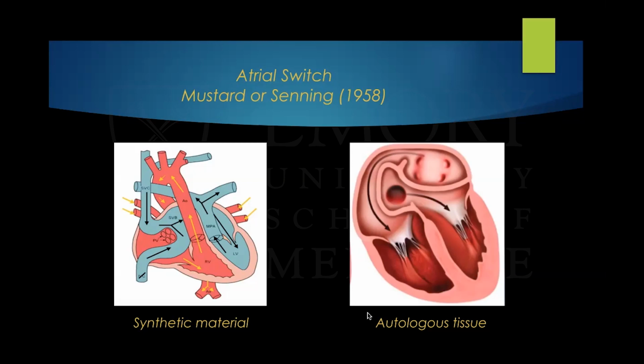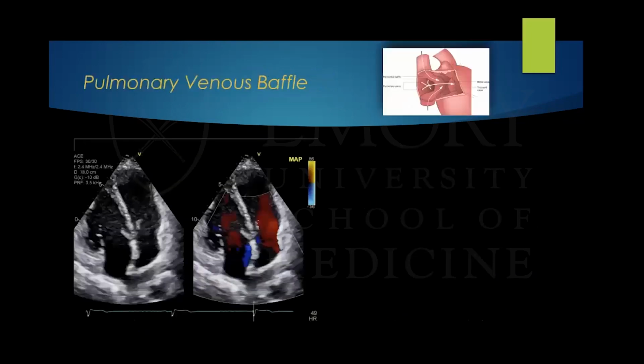The difference with the Mustard, the Senning, which is Dr. Senning's, is that it's made out of autologous tissue, the patient's own atrial tissue, and they create this baffle of the pulmonary veins into the right atrium, out through the tricuspid valve, right ventricle, and to the aorta. And then through an ASD, as you can see here, the IVC and SVC blood comes back into the left atrium, and now the left ventricle, and out to the pulmonary artery. And we'll see examples of this.